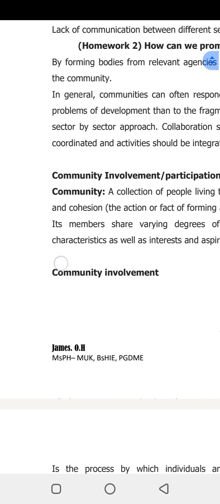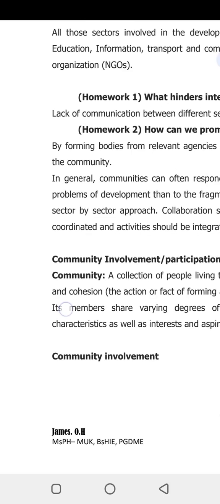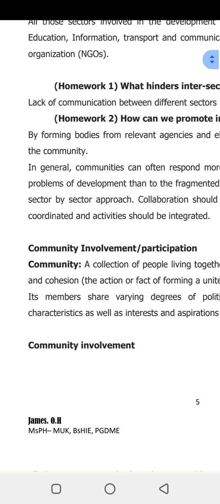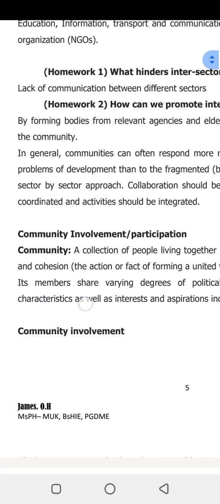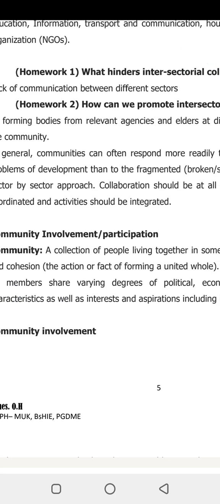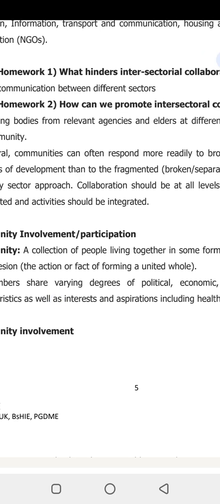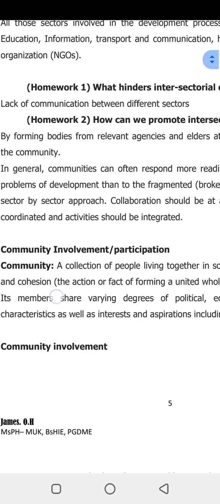Let's go to another principle, community involvement, or participation. And straight away we define what a community is. A community has been defined, and ever since in your earlier years, when you were still at different levels, you defined the community in different ways.